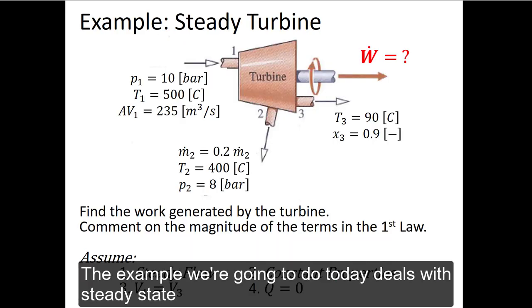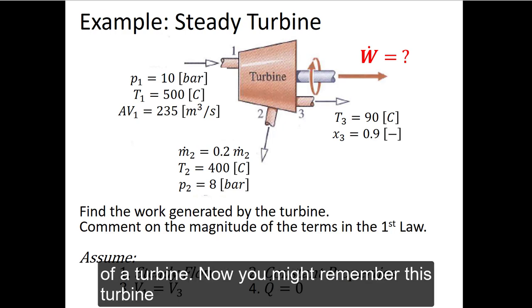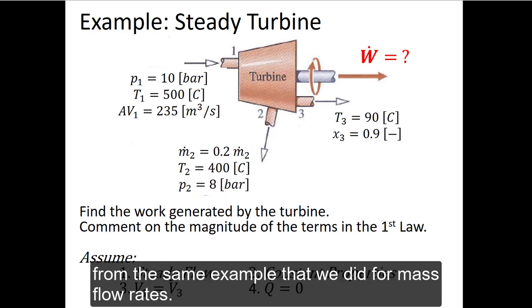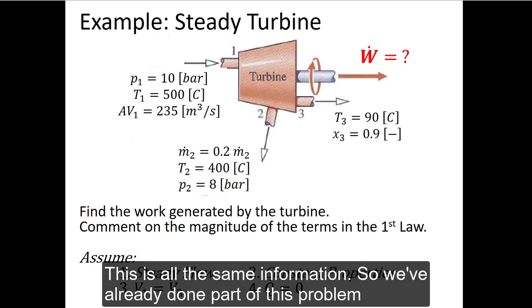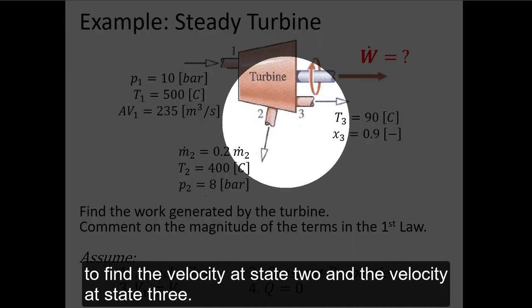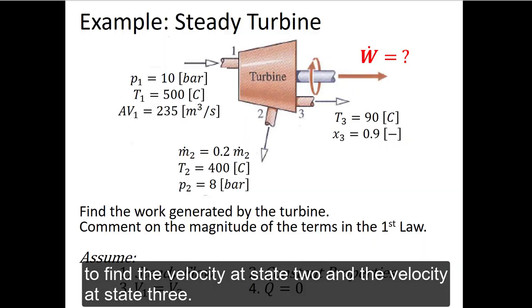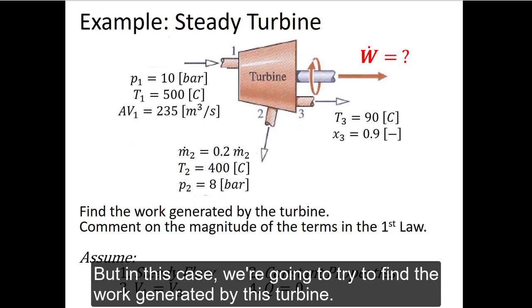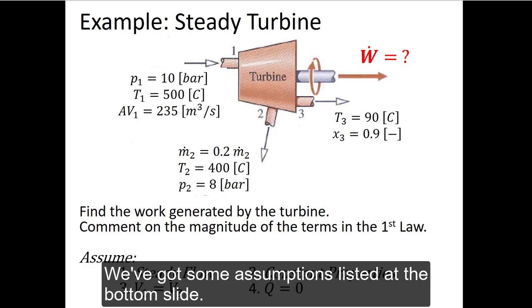The example we're going to do today deals with steady state of a turbine. Now, you might remember this turbine from the same example that we did for mass flow rates. This is all the same information. So we've already done part of this problem to find the velocity at state 2 and the velocity at state 3. But in this case, we're going to try to find the work generated by this turbine. We've got some assumptions listed at the bottom of the slide.